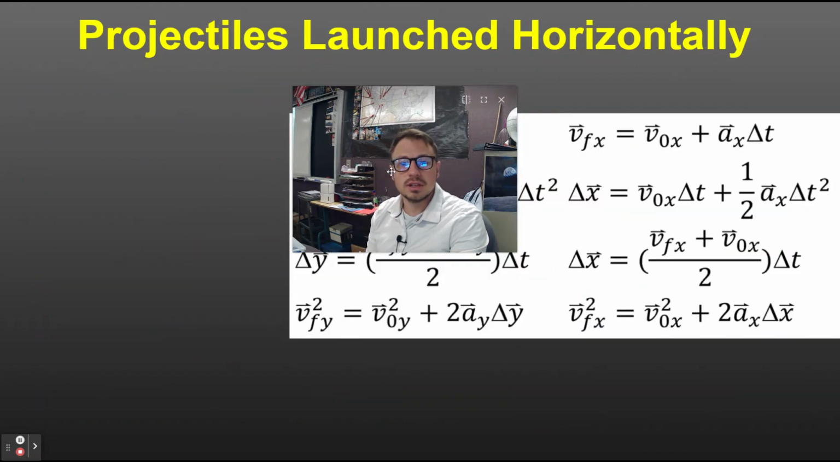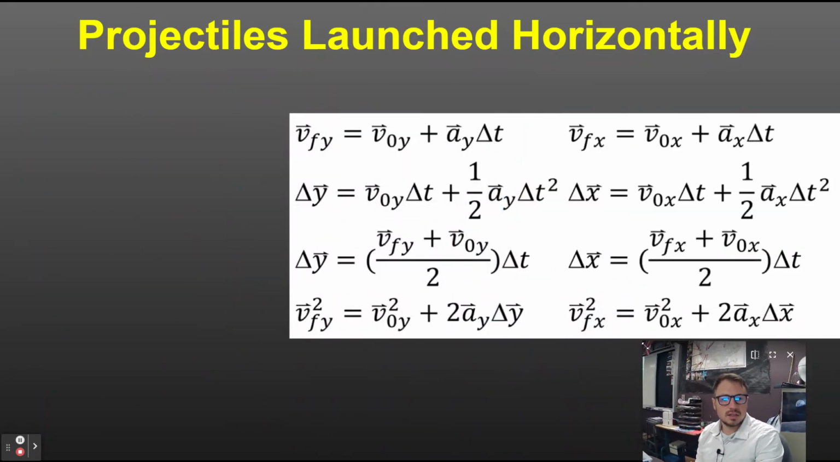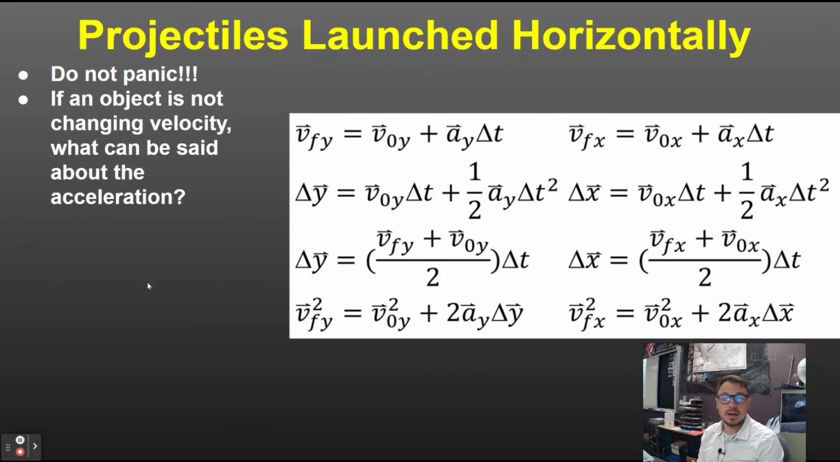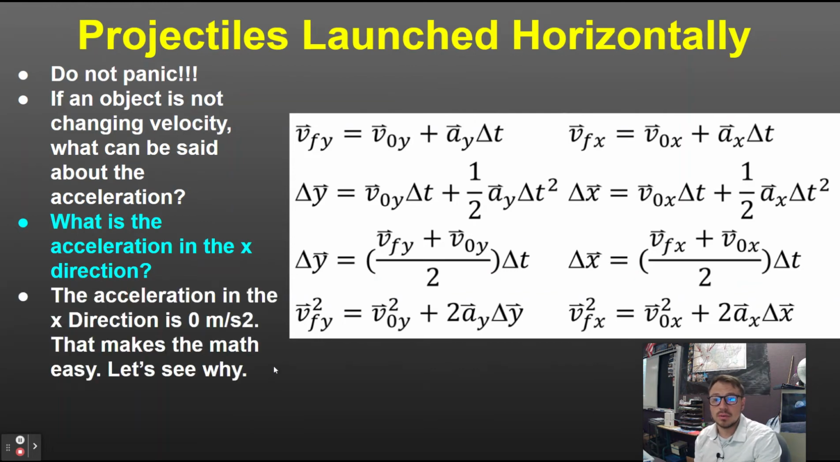So let's take a look at the equations. These are just the kinematic equations. Now, I tell you don't panic, right? If an object's velocity is not changing, what can be said about the acceleration? Well, the acceleration would be zero. So what is the acceleration in the x direction? Like we just saw, it's not changing its velocity, so its acceleration will be zero. The acceleration in the x direction is 0 meters per second squared. So that makes the math a lot easier.